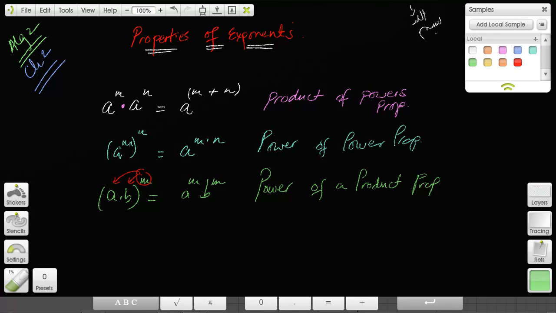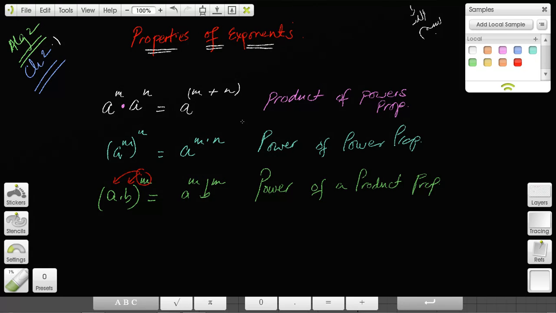So we have the power of a product, the power of a power, and the product of powers properties. These you have to know. If you don't know them, you just look them up. This is section 2.1 actually.